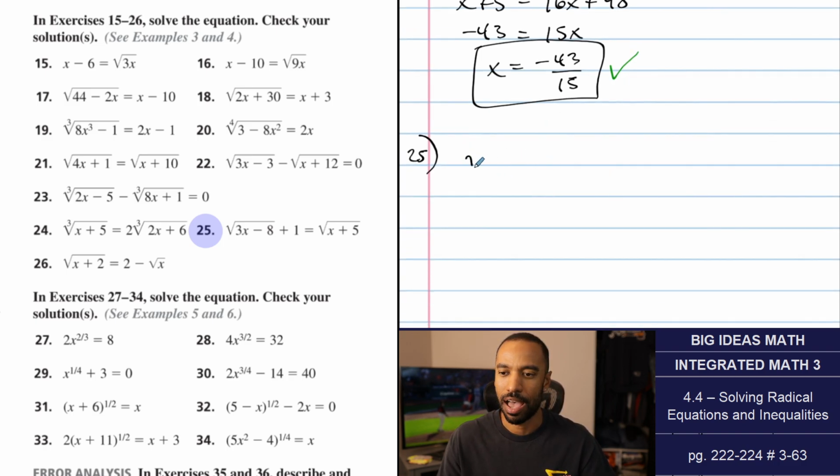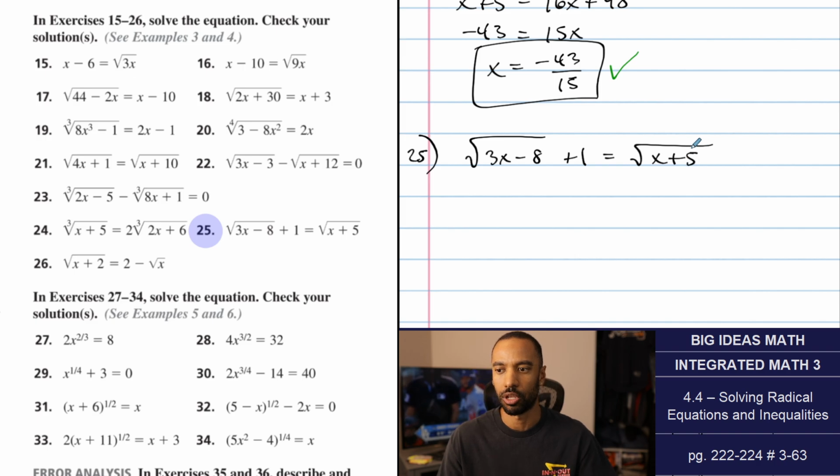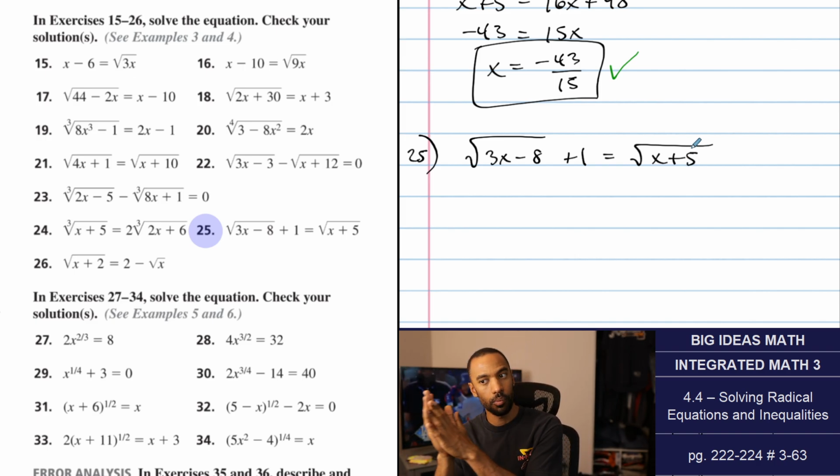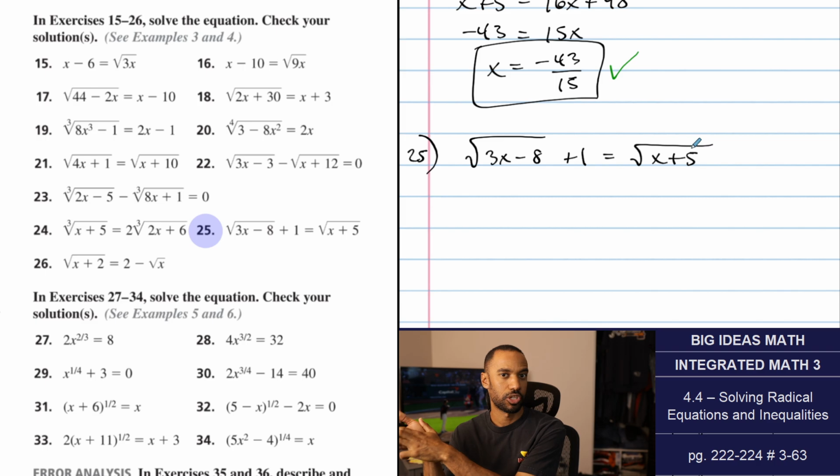All right, number 25, we have square root of 3x minus 8, plus 1, equals square root of x plus 5. This is where problems get a little bit trickier. Now, to start with, I want to remind you that we have to make sure one radical is isolated, and you want one of them to be isolated.